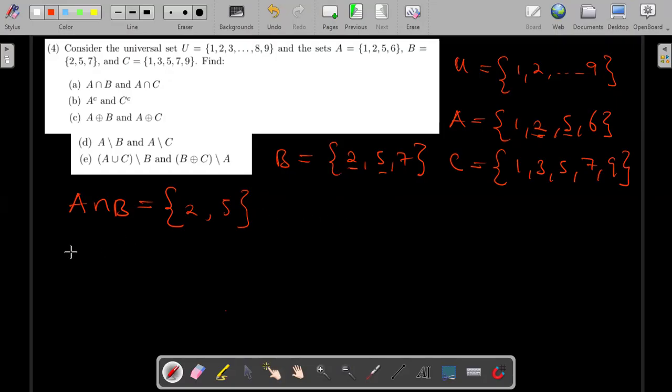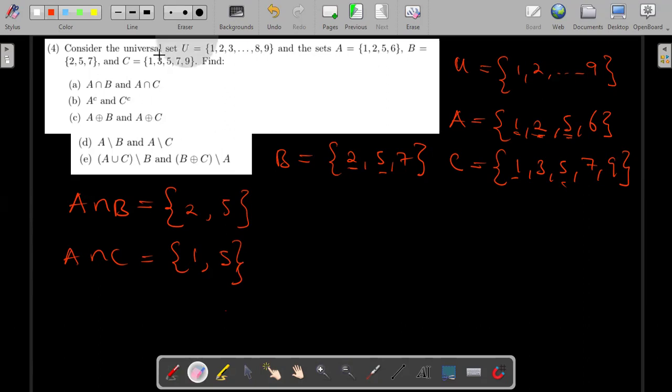Next, they're telling me A intersect C. I look at A and C and I look at elements common. There's 1 there, there's 1 there. So I put my 1 here. What other element? There's 5 here and 5 there. So I'm going to put my 5 there. And that's it. Those are the elements that are common. So this here is my A intersect C. So I have found my A intersect B and my A intersect C.